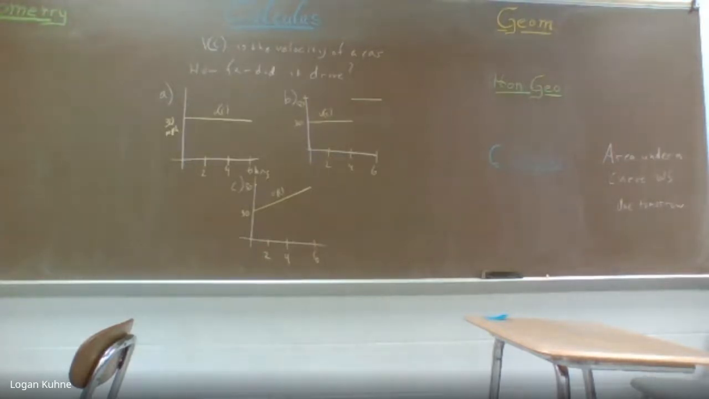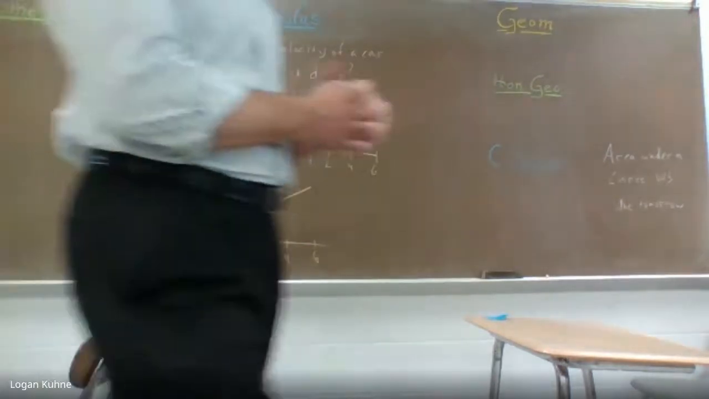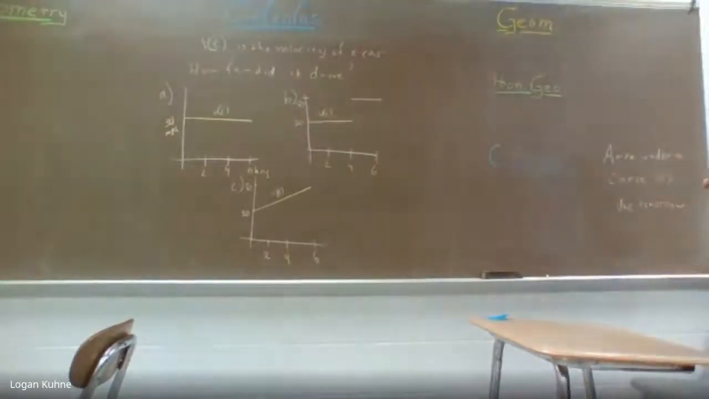So, first one up here. V of t is the velocity of a car. How far did it drive? Anybody? Shout it out. 180 miles? 30 miles per hour times 6 hours, 180 miles, right? Easy enough?